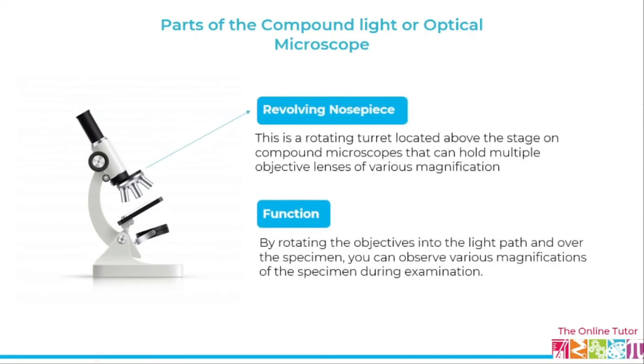So we want to look at the revolving or the rotating nose piece. So this is a rotating turret located above the stage on the compound microscope that can hold multiple objective lenses of various magnifications. So we can see that this piece actually rotates and it allows you to change the magnification power of the lenses that we have over here to use a specific one of them for a specific specimen. So what is the function? By rotating the objectives into the light path and over the specimen, you can observe various magnifications of the specimen during examination. So this rotating nose piece allows you to rotate and change the objective lenses for it to have varying magnifications of the specimen that you have mounted on your microscope.